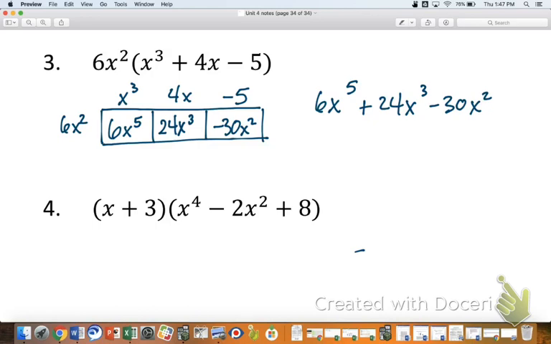Number 4 would be what kind of box? 2 by 3. So please try to set up a 2 by 3. I'll set it up here too. You can look at it. We'll check your answer here in a minute.